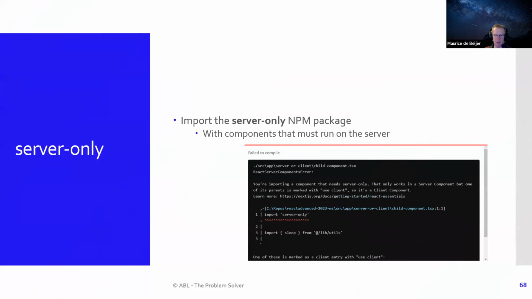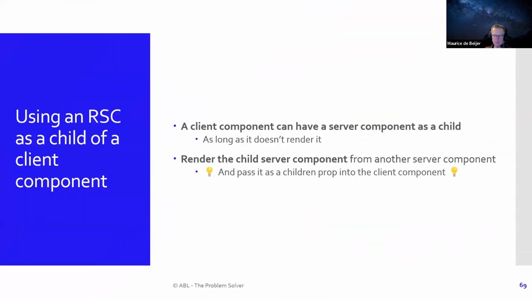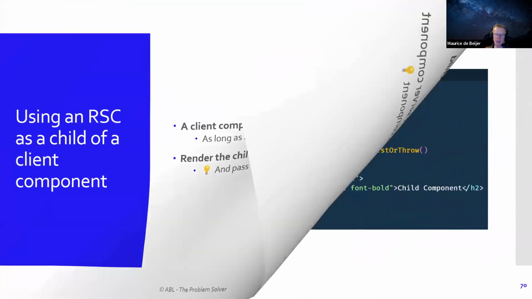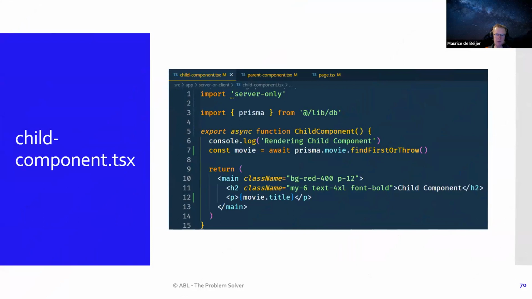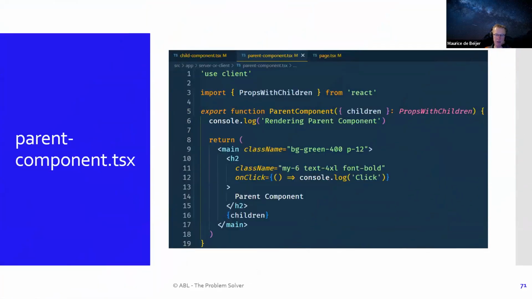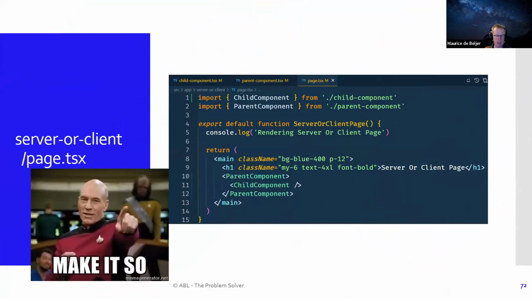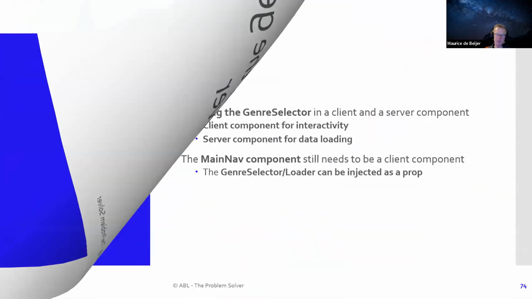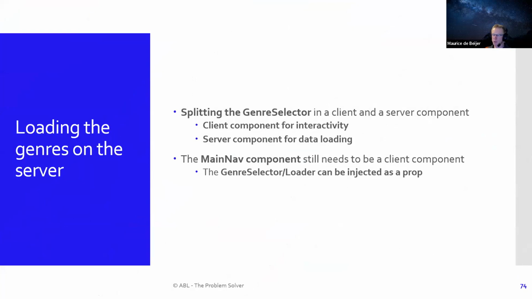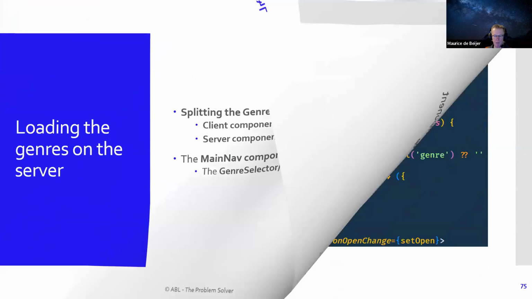So it's the error we just saw. The composition I demoed, where we could pass a server component in as a child of a client component. It's just a matter of where we render it. So this demo where we render the child component inside the parent page and pass it into a browser parent component, which is pretty neat. So we did that, and then the important bit why we actually wanted to do it, loading the genres on the server.